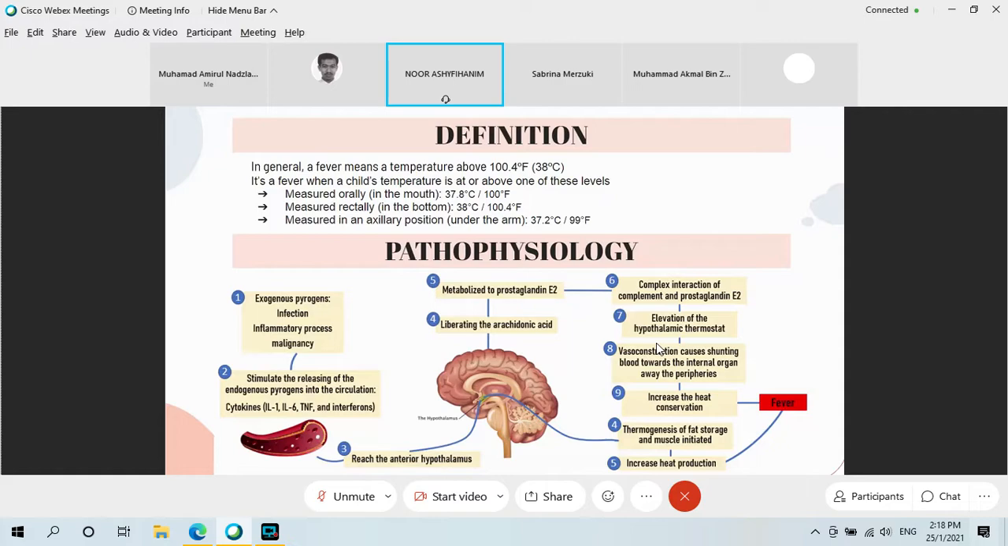And then the elevation of the hypothalamic thermostat occurs via a complex interaction of complement and prostaglandin E2 production. The elevated hypothalamic set point will cause vasoconstriction, shunting blood towards the internal organs away from the peripheries in order to increase heat conservation, which leads to the fever. At the same time, thermogenesis of fat storage in muscles also occurs by increasing involuntary muscular contraction in order to increase heat production, which leads to the fever also.